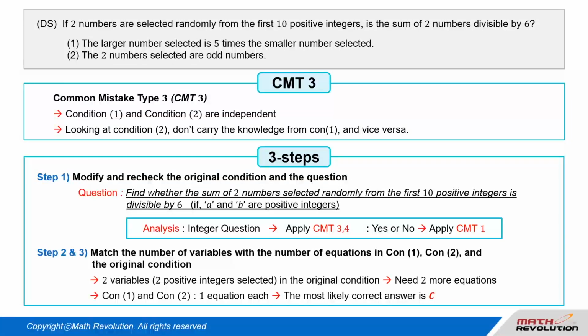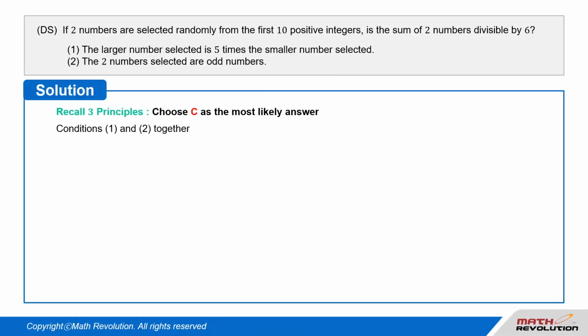Follow the second and third steps. From the original condition, we have two variables, two positive integers selected. To match the number of variables with the number of equations, we need two more equations. Since conditions 1 and 2 will provide one equation each, C would most likely be the answer. Recall the 3 principles: choose C as the most likely answer.